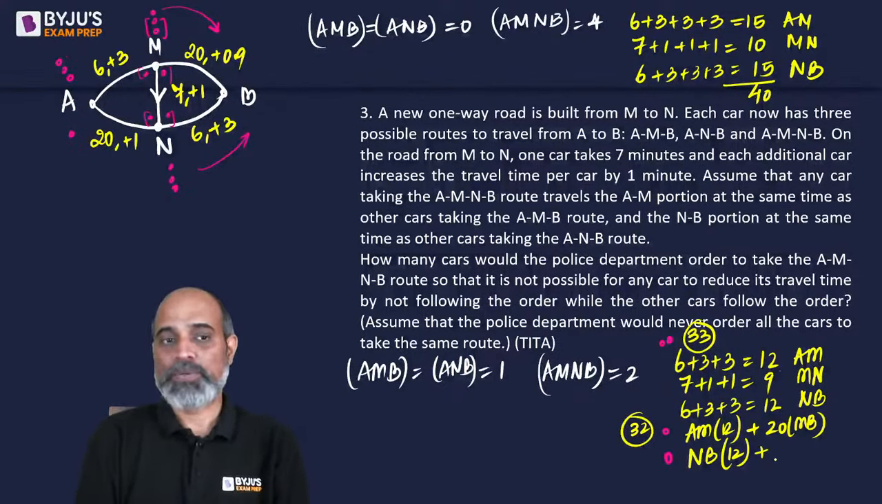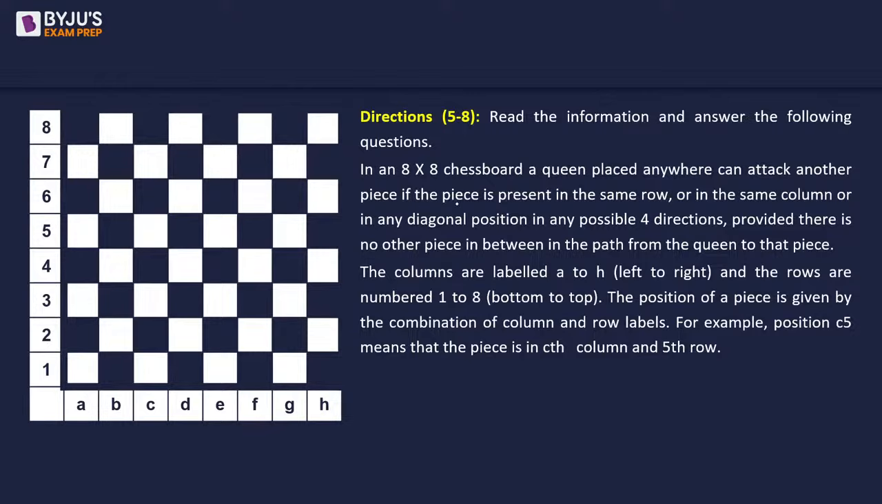Okay, so this is a question where I'll have to hide myself. Reason being, we need this graph, and I believe Devet, Sonali, we did this question yesterday, but we did not solve all the questions. So in an 8x8 chessboard, a queen placed anywhere can attack another piece if the piece is present in the same row or in the same column or in any diagonal position in any possible 4 directions. So let's take an example.